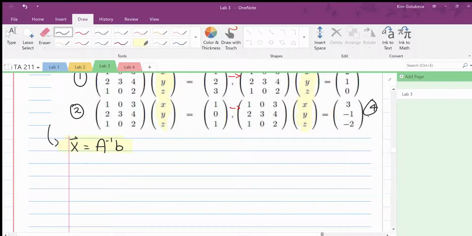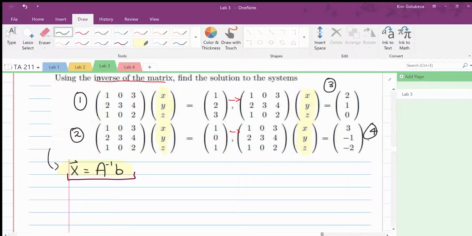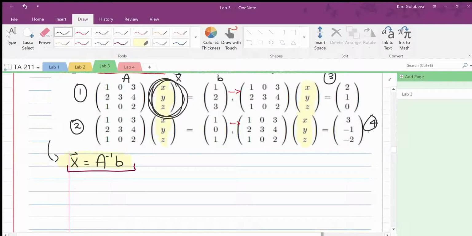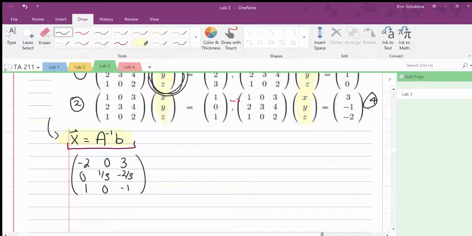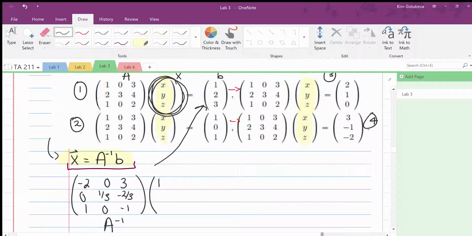Okay, so we have this formula here, x equals A inverse B. We're just going to use this formula to figure out our first one right here. So this is our A, this is our x, and this is our B. We have two of the needed values here. We have our A inverse, which we calculated before, which is -2, 0, 3, 0, 1 over 3, and -2 over 3, 1, 0, -1. So this is our A inverse. And our B in this case is right here, 1, 2, 3.